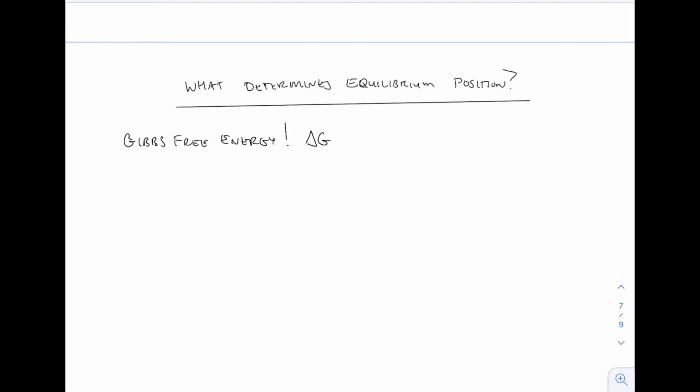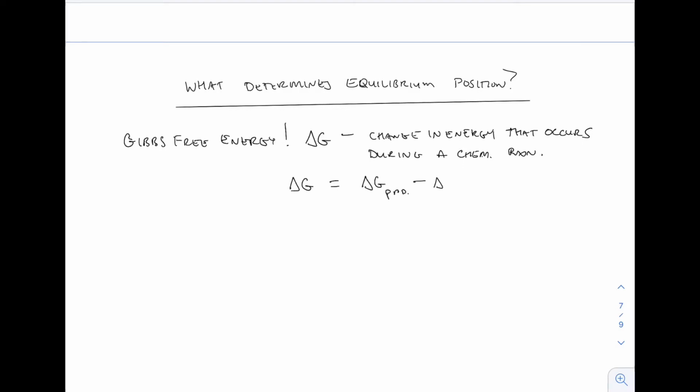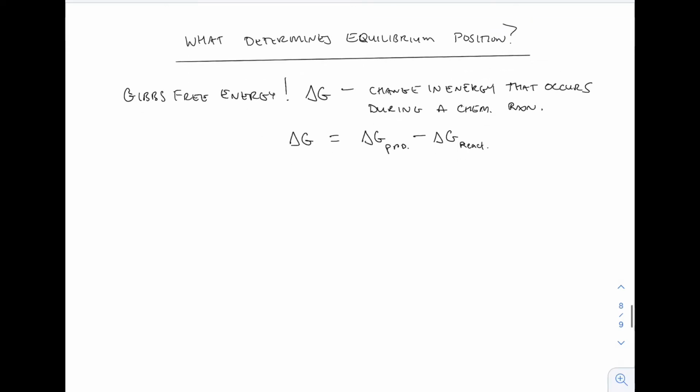That's delta G. And so there are a couple of equations for delta G that we'll introduce, but first, let's define it. It is the change in energy that occurs during a chemical reaction. Okay, and so delta G is equal to delta G of the products minus delta G of the reactants.